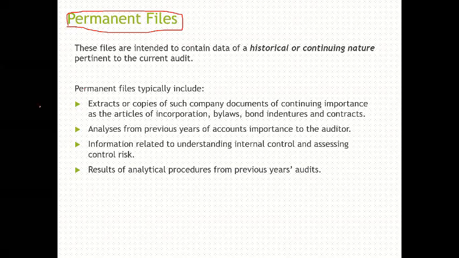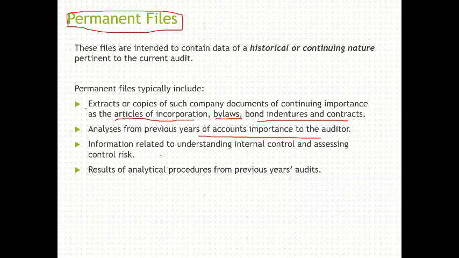Right. What are the types of information to be included? Maybe extracts or copies of company documents of continuing importance, like the articles of incorporation, the bylaws, which are the internal regulations, bond indentures and contracts, which are the details of the bonds, for example if the company issues a bond. Analysis from previous years of accounts important to the auditor.